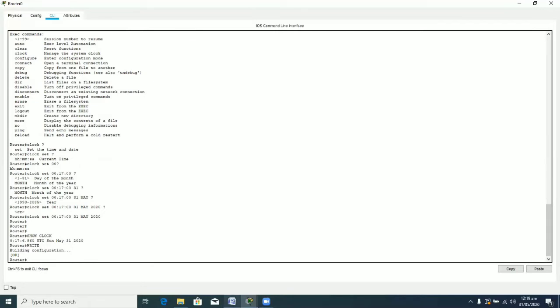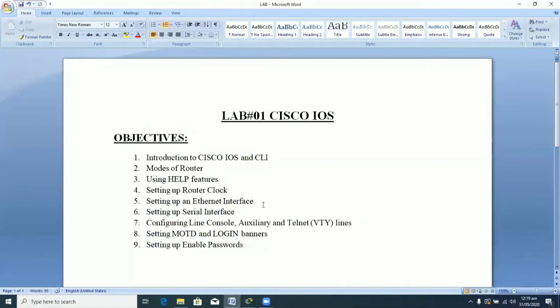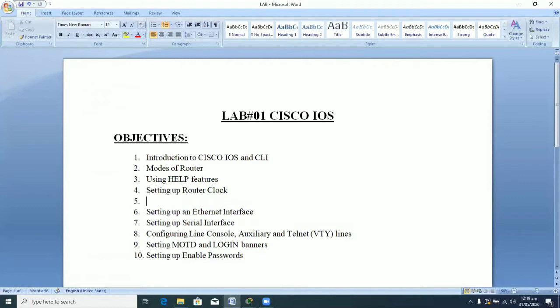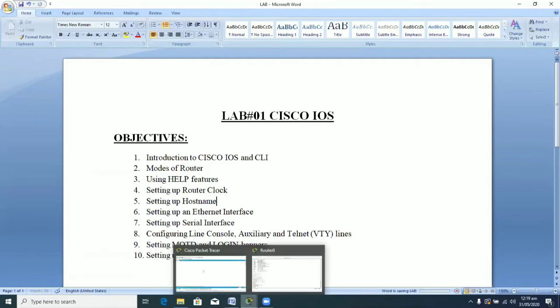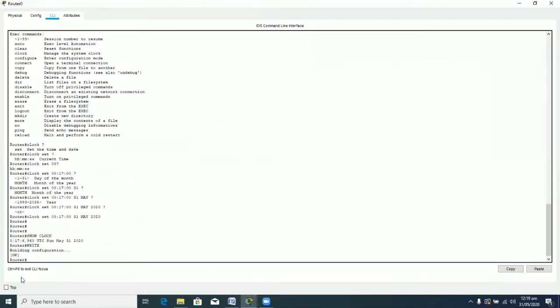One more feature that I want to add in today's lab is basically I want to set up the host name of my router. Setting up host name. So what does this mean? This means that at present you can see over here that at the prompt you are getting a router. So I want to set it up with my name, Farhan.